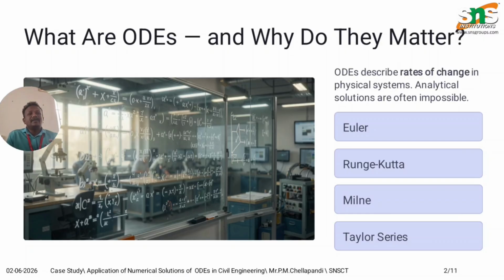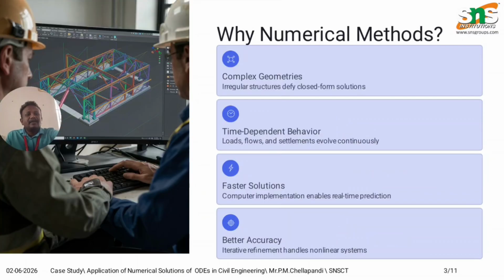However, solving these equations analytically becomes difficult for complex systems. Therefore, engineers use numerical methods such as Euler method, Runge-Kutta method, Milne's method, and Taylor series method. These methods help engineers obtain approximate solutions efficiently, right? Why numerical methods? That is my question.